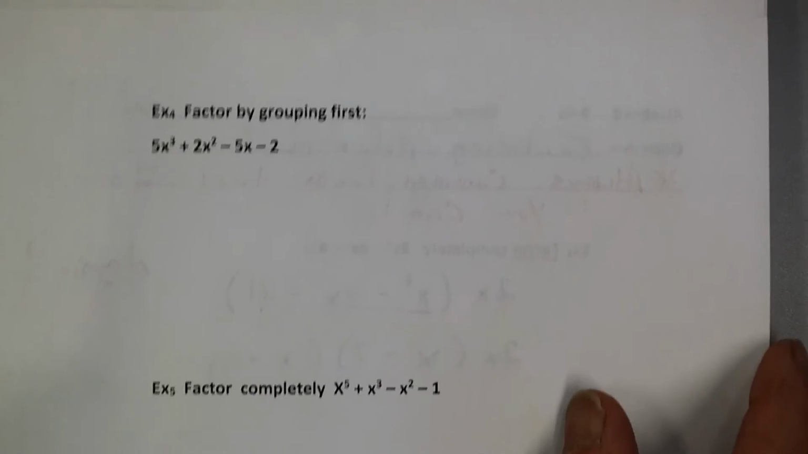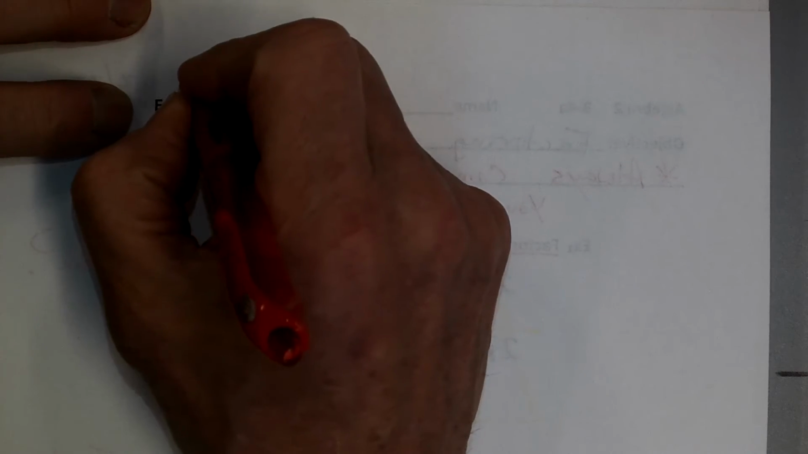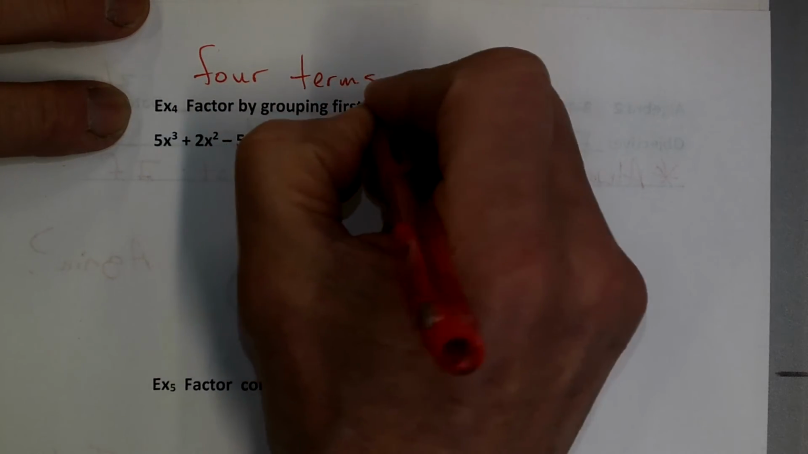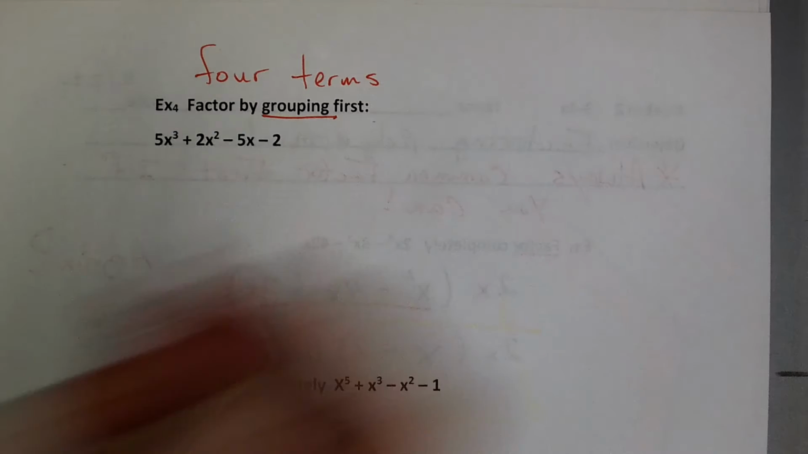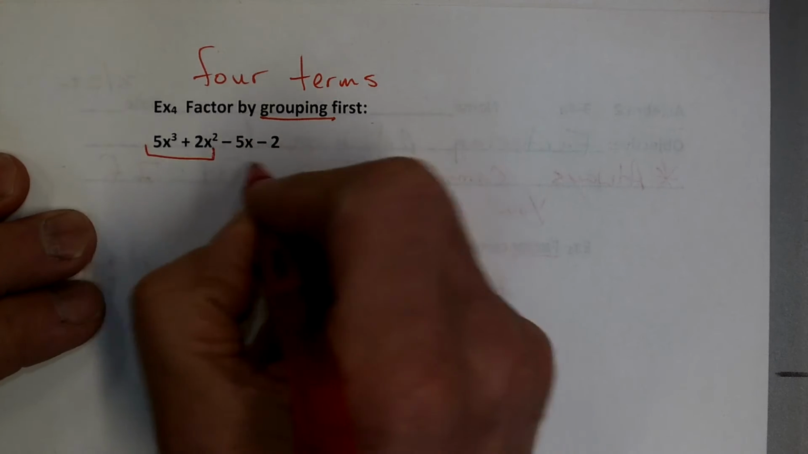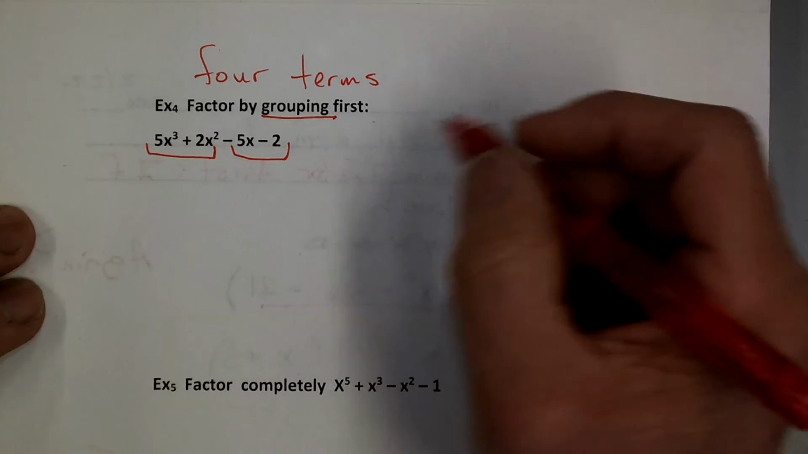Now, we did this last year, but if it has four terms, we do a thing called grouping. To do grouping, you pair them up. I'm going to put these first two together and these next two together. So, four terms, pair them up. Now what I'm going to try to do is common factor.